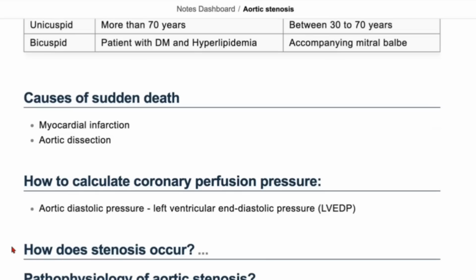And how does stenosis occur? This would occur in four stages. The first one would be lipid accumulation. The second one would be inflammation. The third then being calcification, and then the fourth being stenosis.